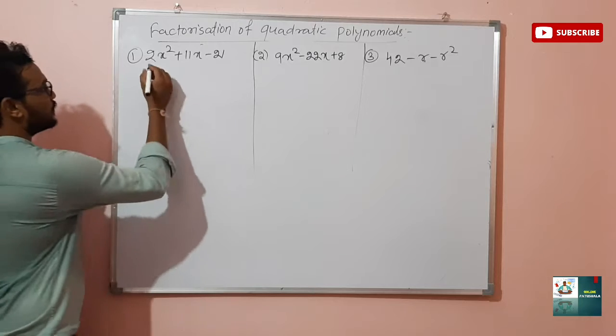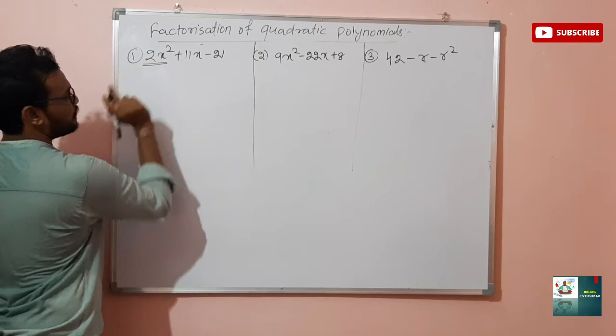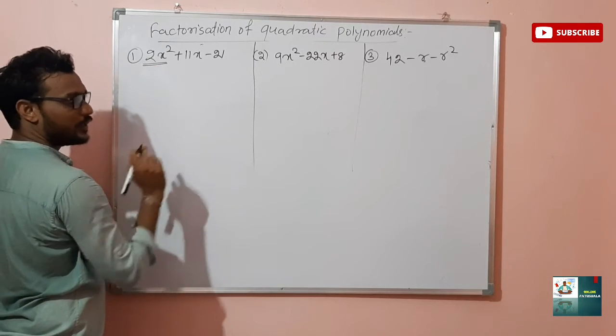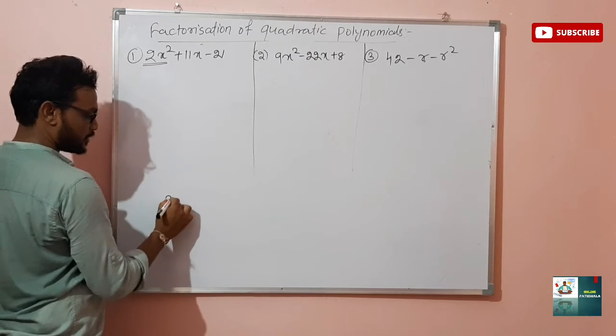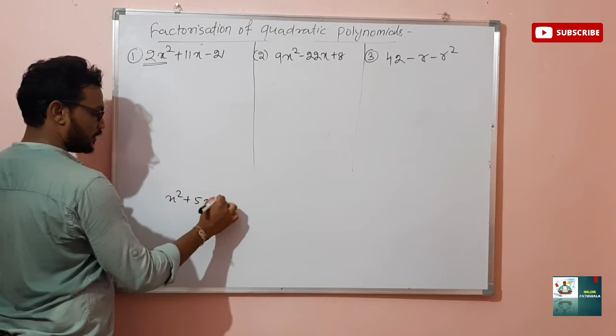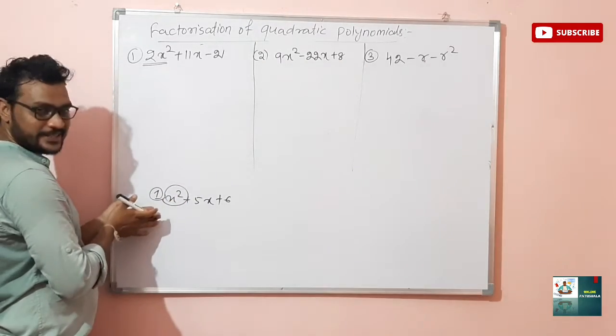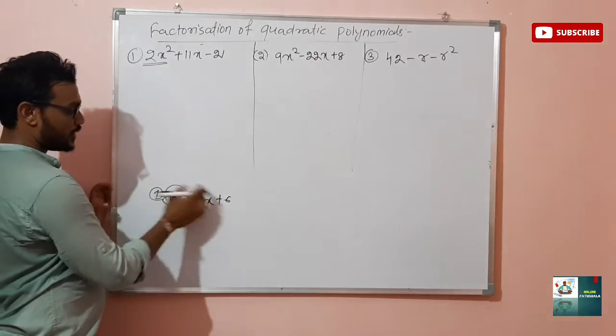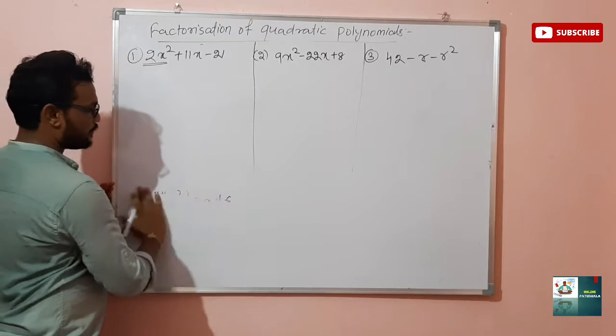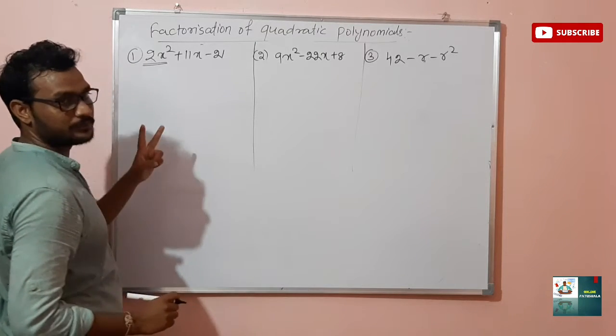Okay, look here. In all these cases there is a coefficient of x square. In the previous case, x square plus 5x plus 6, the coefficient of x square is 1. So 1 is not written, it is hidden. That's why I have not written it. So 1 into 6 is 6. So we have to just find two numbers.